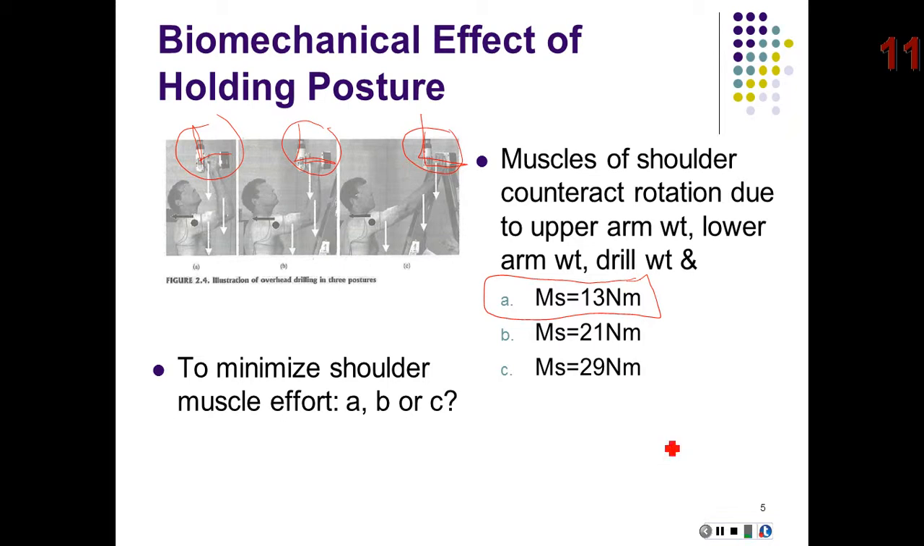Okay, so again, all these examples are provided in your book. You can read through these cases to help understand the postural considerations of biomechanics.